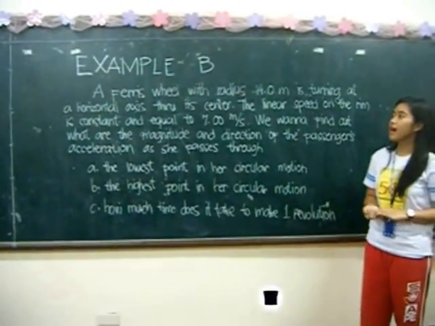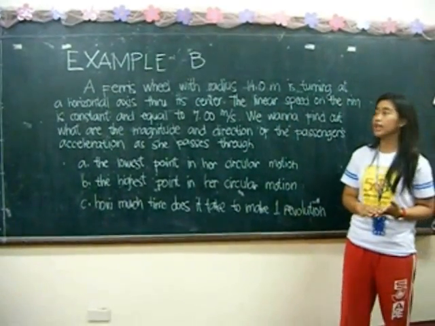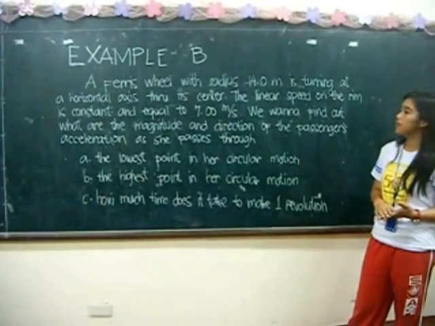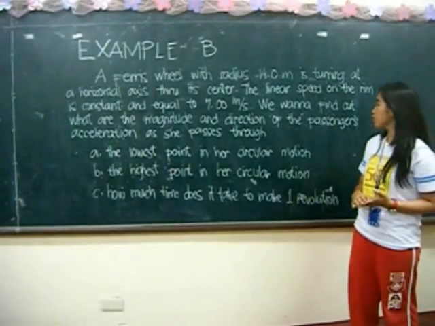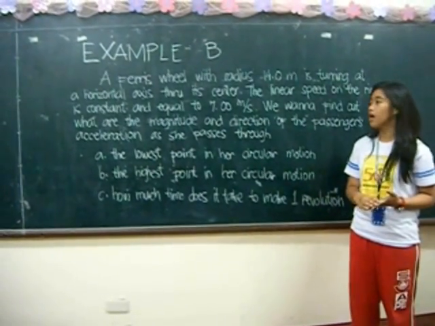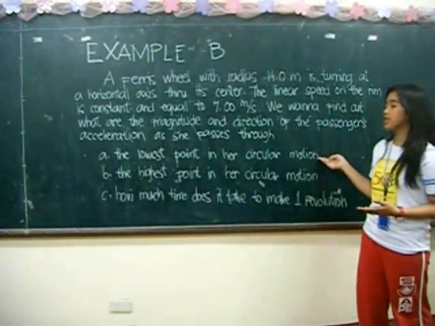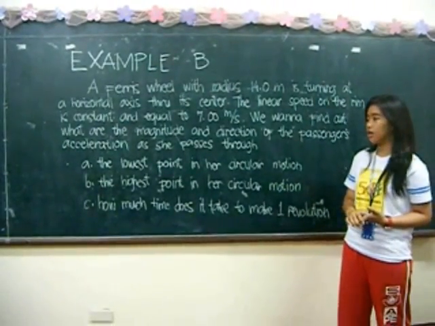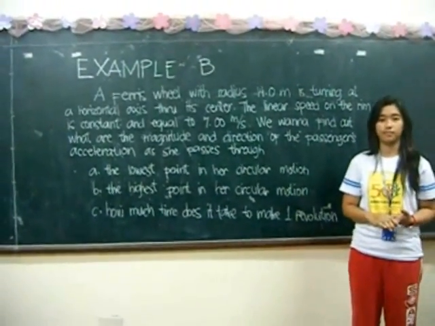For example B, a Ferris wheel with a radius of 14 meters is turning about a horizontal axis through its center. The linear speed on the rim is constant and equal to 7 meters per second. We want to find the magnitude and direction of the passenger's acceleration as she passes through A, the lowest point in her circular motion, B, the highest point in her circular motion, and C. How much time does it take to make one revolution?